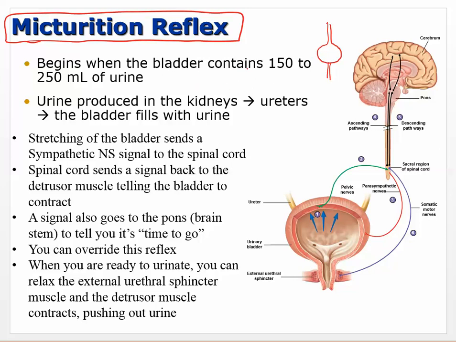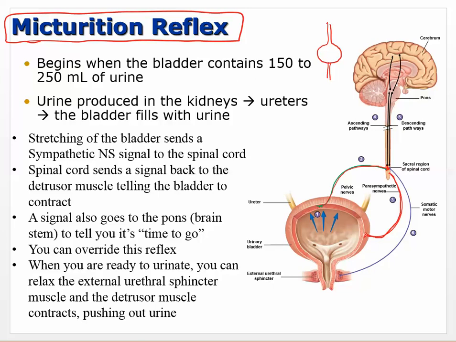That's essentially what we're trying to figure out. Why does it wait until it's stretched to a certain amount and then contract? It's a pretty straightforward process. It begins when the bladder contains about 150 to 250 milliliters. When it's stretched to a certain level, it will send a parasympathetic signal saying, hey, I'm stretched. And then you will have activation of both the sympathetic and the parasympathetic.